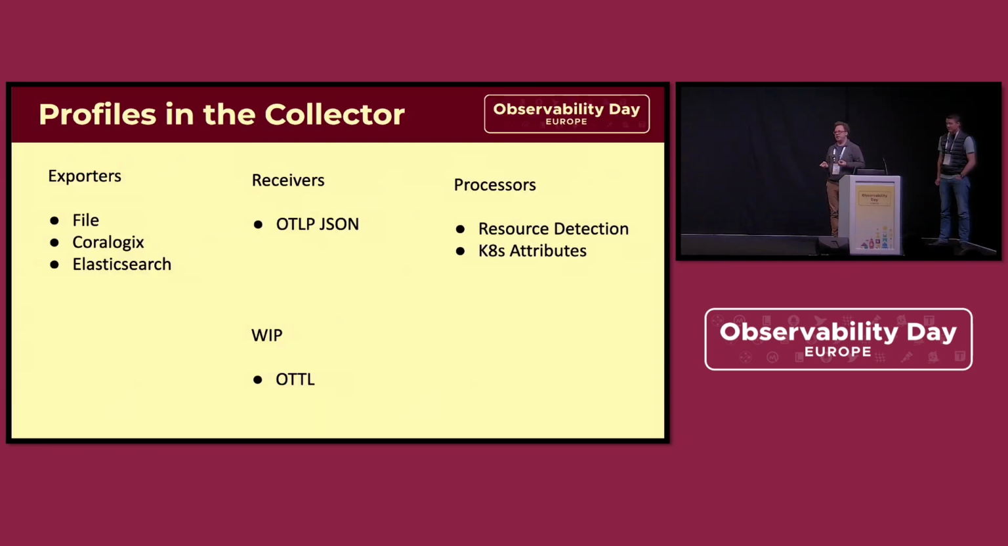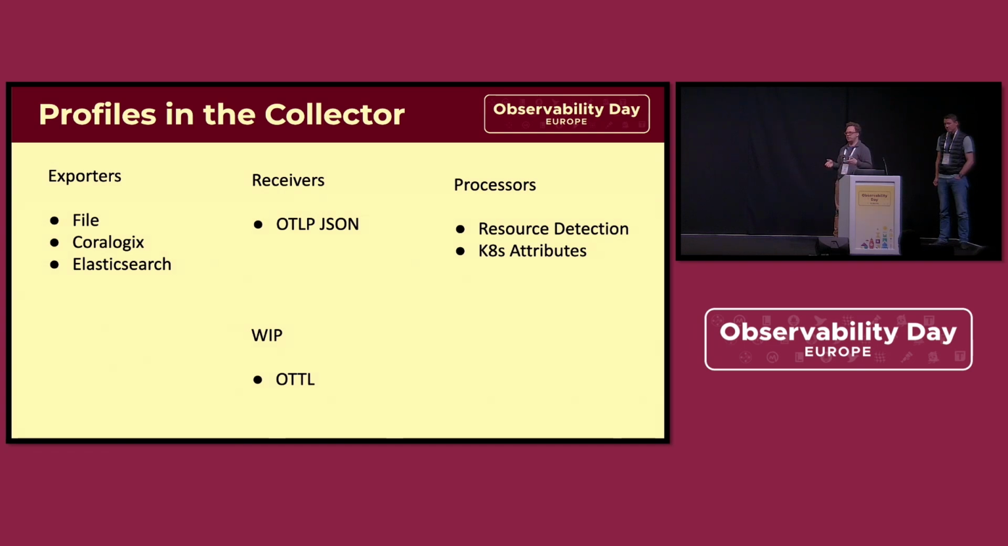We start having lots of implementations in the collector, so things that are already done and available today. In terms of exporter, you can already export your data in file. Coralogix also has an exporter. Elasticsearch does too. You can receive data using OTLP JSON, though I'm not sure anything can send data using OTLP JSON, but you can receive it. And then you can also process your data in the middle using resource detection and K8s attributes.